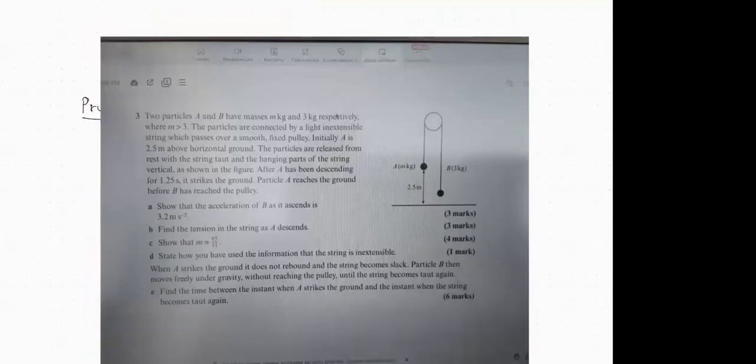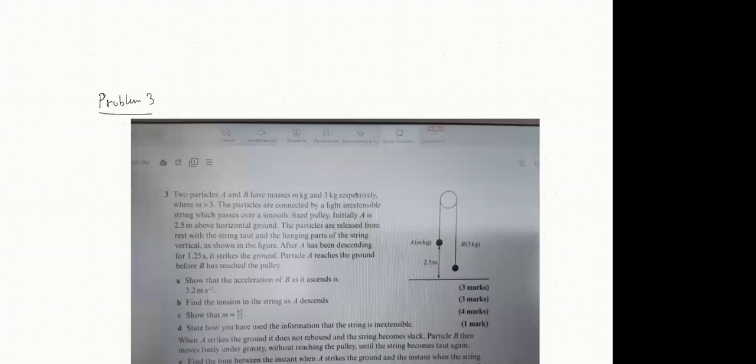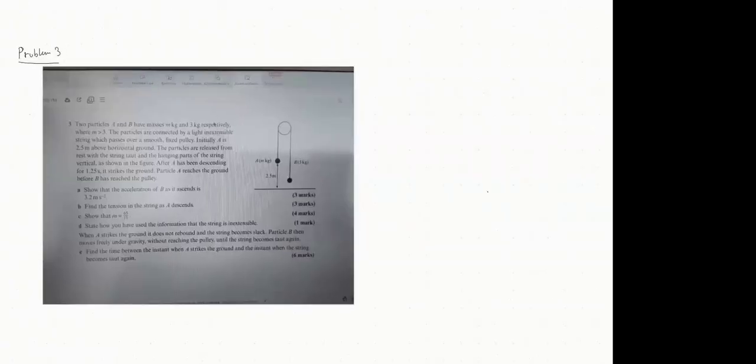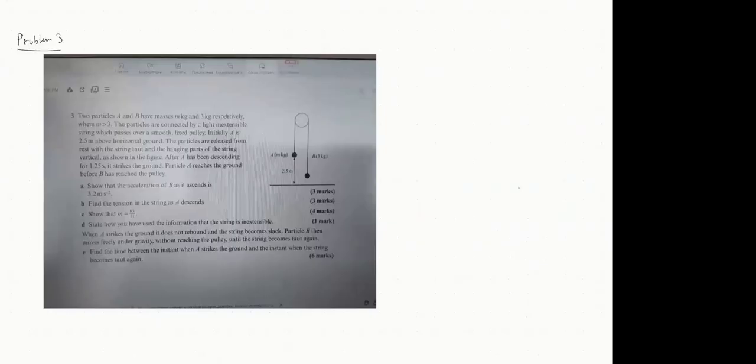is problem 3 that I've prepared for you. This is an A-level question for mechanics, so for maths. Two particles A and B have mass m kilogram and 3 kilogram respectively, where m is greater than 3. The particles are connected by a light and extensible string which passes over a smooth fixed pulley. Initially, A is 2.5 meters above horizontal ground. The particles are released from rest with the string taut and the hanging parts of the string vertical, as shown in the figure.